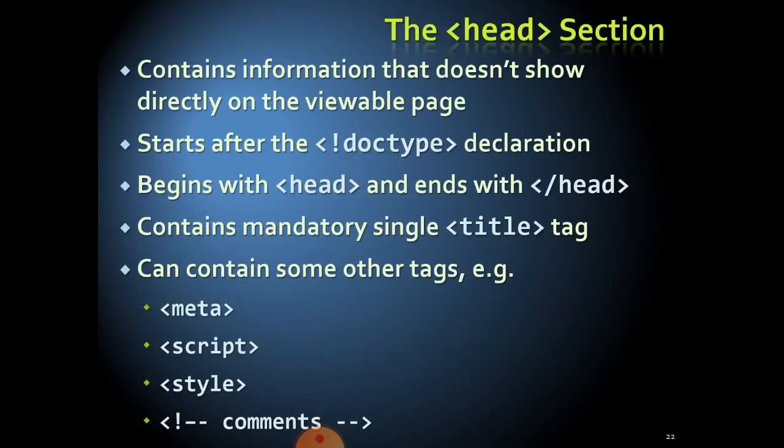Now the head tag, the head section. This head section contains information that does not show directly on the viewable page; we can see it at runtime. It starts after the doctype declaration. The head section begins with head and ends with /head. It contains a single mandatory title tag. It can contain other tags like meta tag, script tag, style tag, and also comments. We can also write comment lines. Comments can appear anywhere in the HTML document.